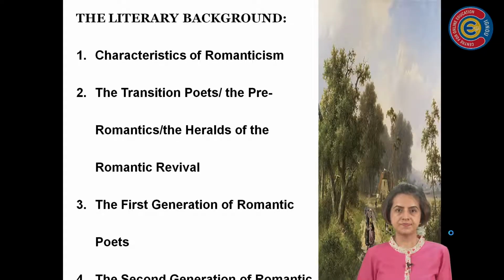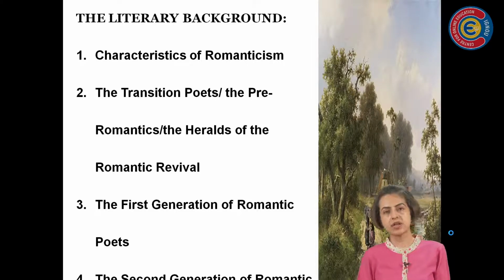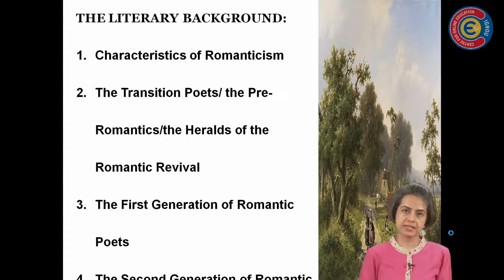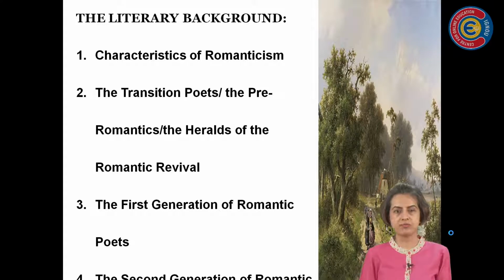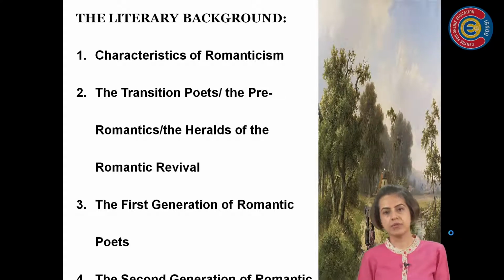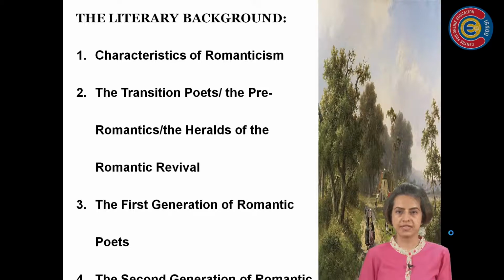Hello learners. In the previous session, we talked about the political background of the Romantic movement. In today's session, we'll be talking about the literary background of the Romantic movement. We'll begin by talking about the characteristics of Romanticism. Thereafter, we'll proceed to discussing the pre-Romantics of the Romantic movement. Following this, we'll be talking about the first generation of Romantic poets. Finally, we'll be talking about the second generation of Romantic poets.